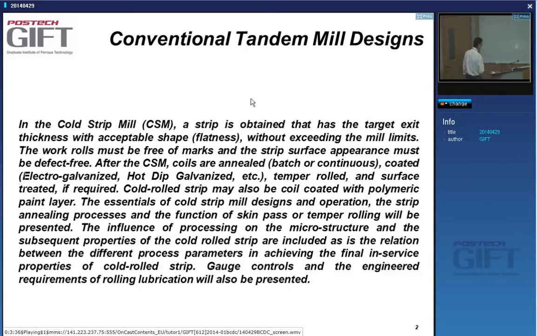Okay, so we'll be talking about the different technologies and designs for the cold strip mills. And we'll also talk in a little bit more detail about lubrication in the cold strip mill, because that's really very important.